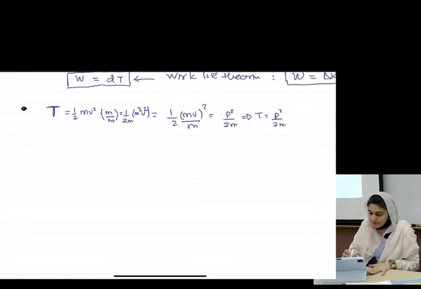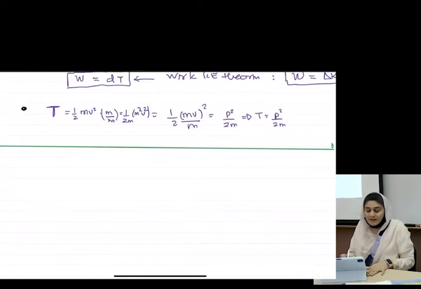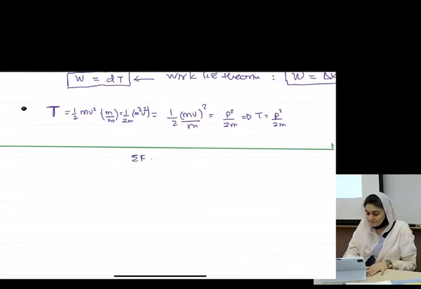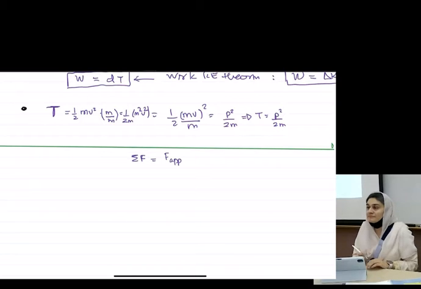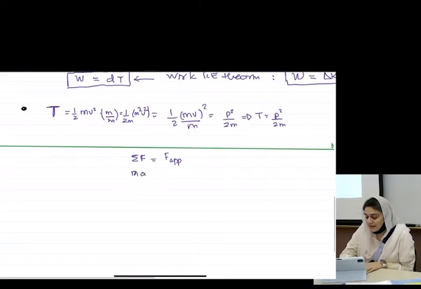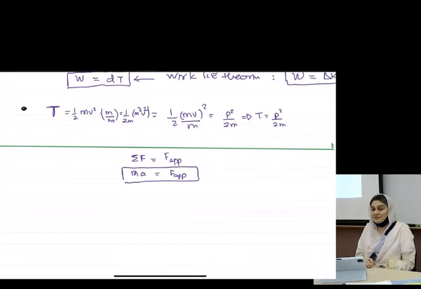Is show you another magic. I am going to start with Newton's laws. Sum of forces equals any applied force, right? That means MA results from M applied. Agree? So now there are two possibilities.